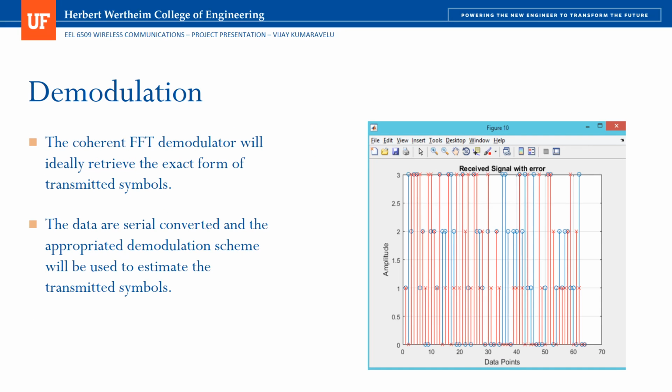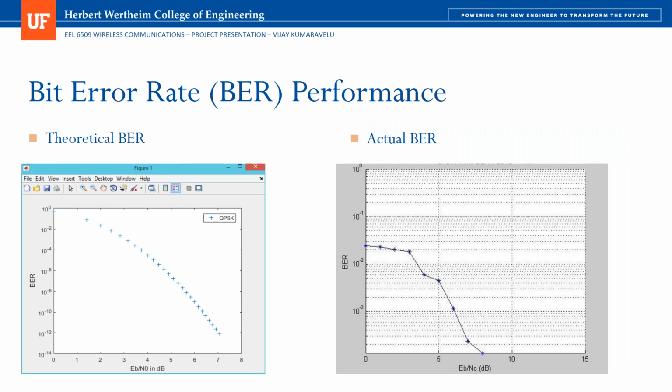The next stage is demodulation. The coherent FFT demodulator will retrieve the exact form of the transmitter symbols. Again, the data is serial converted, and an appropriate demodulation scheme is applied in order to estimate the symbol that was transmitted. As you can see to the right of the screen, this was the received signal, but with considerable error that is expected after passing through the AWGN channel and through these transmitter and receiver components.